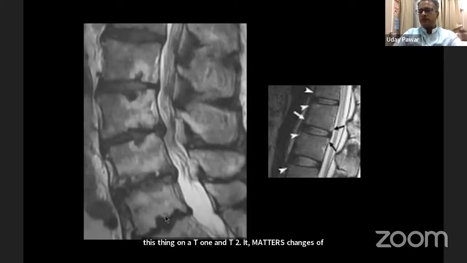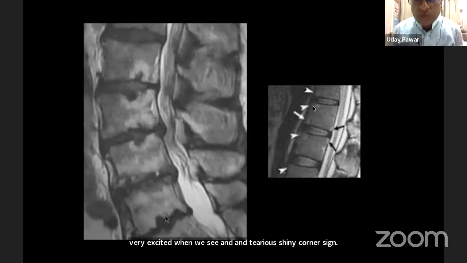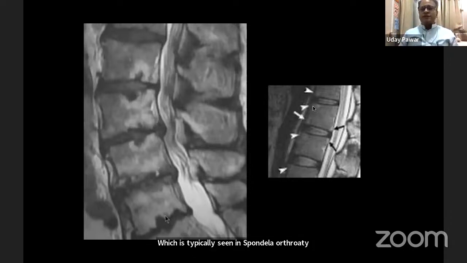In the second, right-hand side image, we all get very excited when we see an anterior shiny corner sign, which is typically seen in spondyloarthropathy patients. But when you speak to the radiologist, they will tell you that instead of counting just on the anterior shiny corner sign, it's the posterior superior corner or the posterior inferior corner, which is a little bit more pathognomonic of a spondyloarthropathy picture. So a shiny corner sign posteriorly does carry more weightage than an anterior shiny corner sign on MRI imaging.